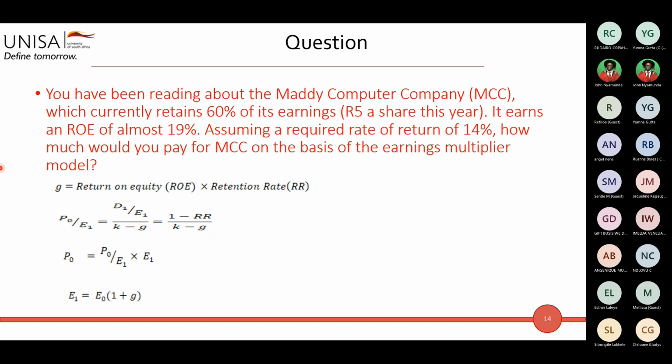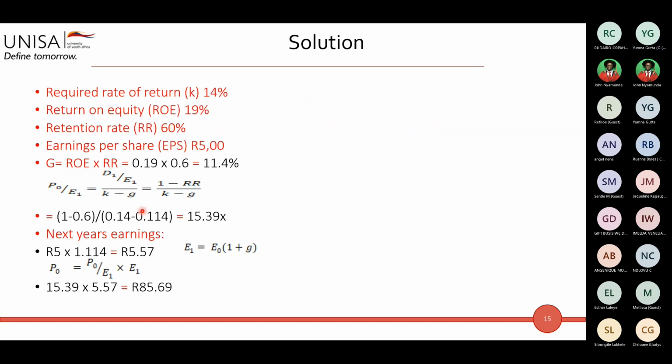Okay, should we show the solution since the time is almost running out? Yes. Let's see. We have our two brilliant students, Melissa and Centel, who got it right on the dot. Well done. And Angelique also got 85.7. Perfect. So your required rate of return was given at 14%.